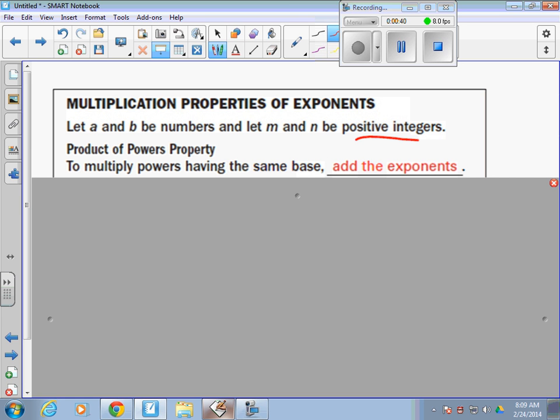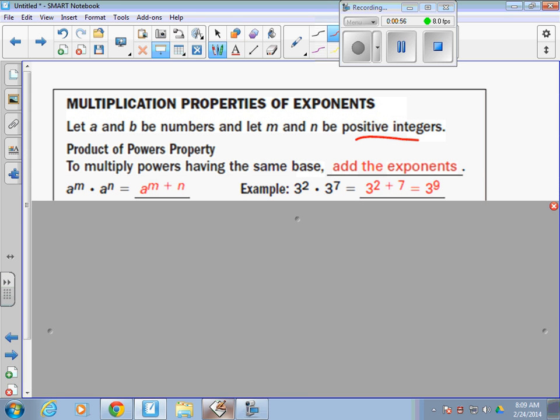The first one is the product of powers property. A lot of P's in there. To multiply powers having the same base, in that first blank we're going to write add the exponents. So if they have the exact same base, you add the exponents.